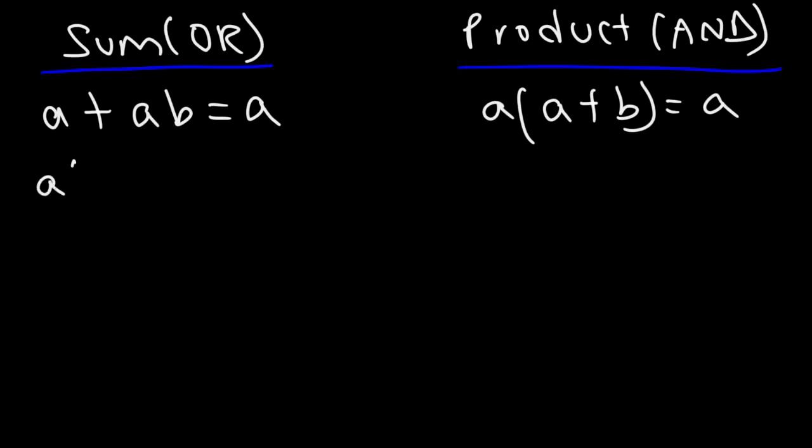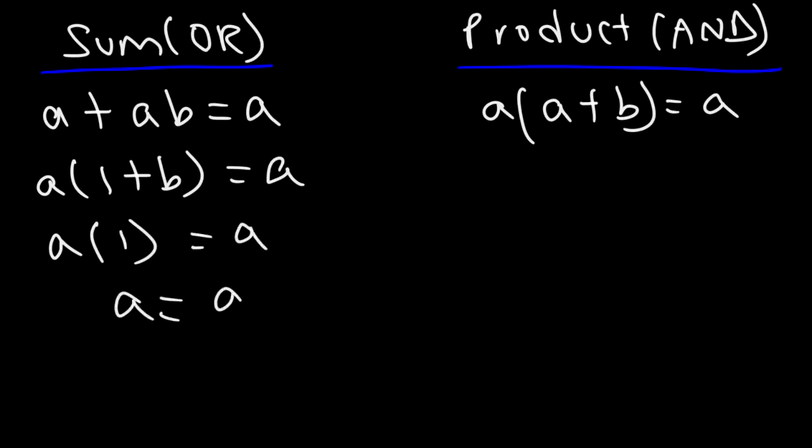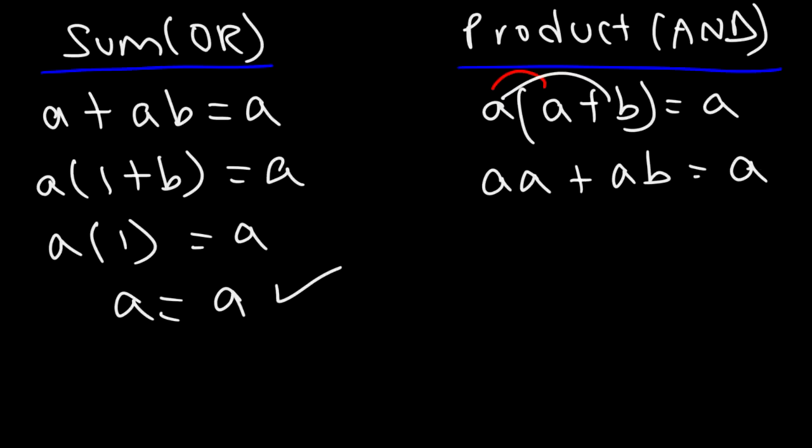To prove the first one, you could factor out A, and you're going to get 1 plus B. And using the null property, 1 plus B is 1. So we can see that A is equal to A. For the second one, let's distribute A. So we're going to have A times A, and then A times B. Now, using the idempotency rule, A times A is A.